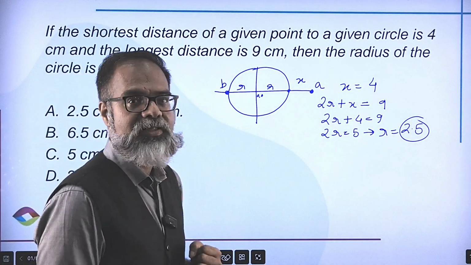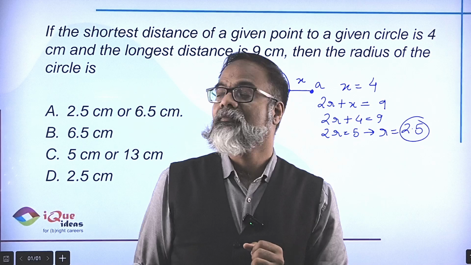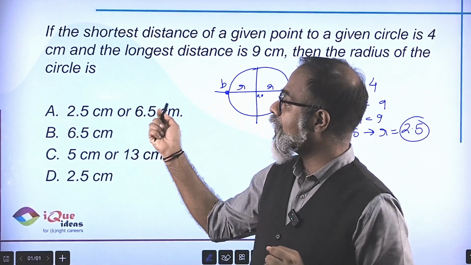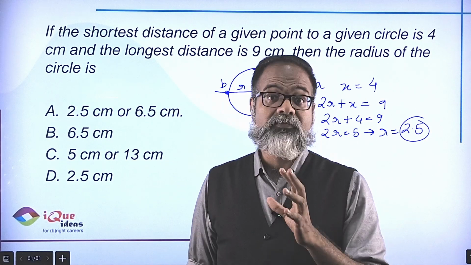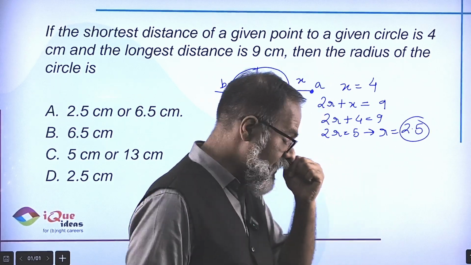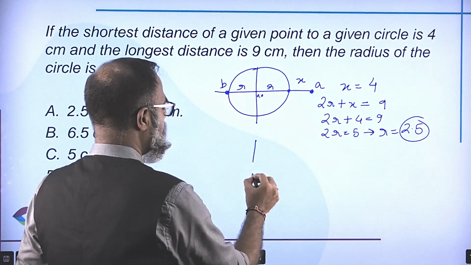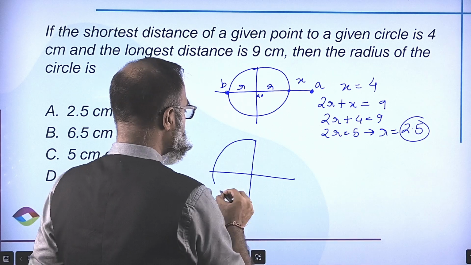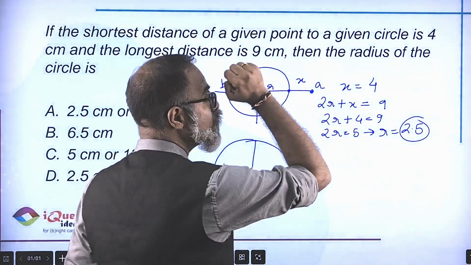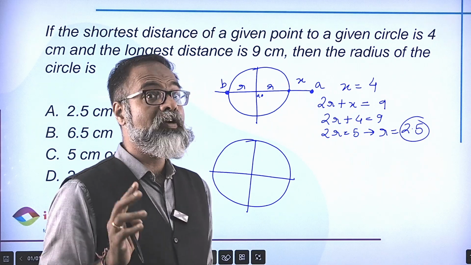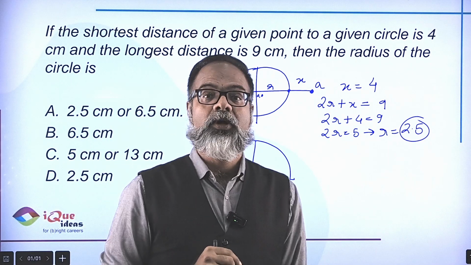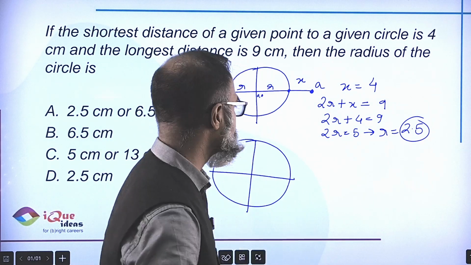You might be tempted to mark this, but let's think. Why do I have an option 2.5 or 6.5, right? There must be something to it. So this is the second case you can think of. In the first case, we assumed that the point was lying outside the circle, but I'm not told whether it is outside the circle or not. What about a point inside the circle?